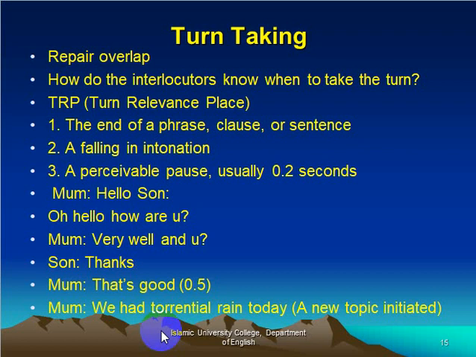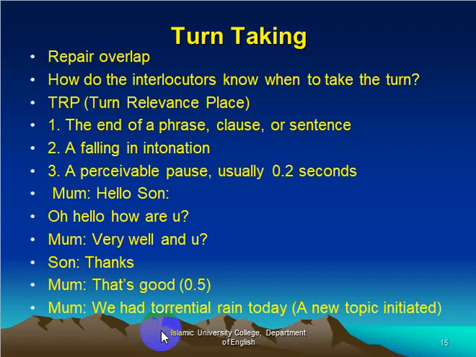Number two, the falling intonation. Most of our statements, questions, or the connected speech ends with fall intonation. So falling intonation means that the turn is about to end. And three, the perceivable pause, usually 0.2 seconds. And if we took a look at this conversation between a mom and her son.